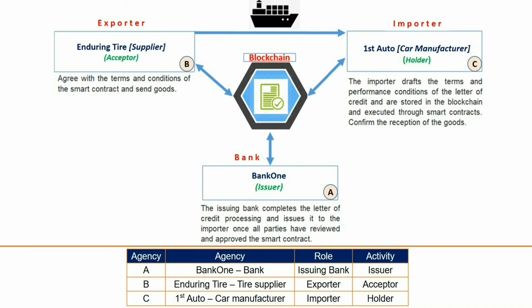The diagram shows a typical blockchain-enabled trade finance business scenario and the information of goods flow. In this lab, we first built a consortium blockchain with only three organizations called agencies in WeBase. The three agencies involved in the lab business scenarios are Bank 1, which is the issuing bank, acting as agency A. Secondly, the engineering tire supplier, that is the exporter, acts as agency B. Lastly, the first auto car manufacturer, that is the importer, acts as agency C.